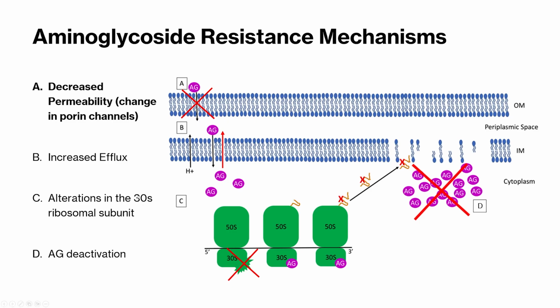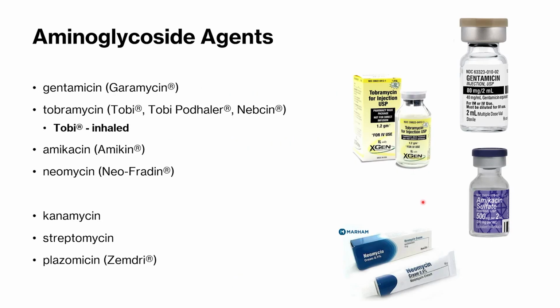There can be alterations to the 30S ribosomal subunit, which is right here. So if there are alterations, then it won't be able to bind. And if it can't bind, then it can't do its job. And then there's also just deactivation of the aminoglycosides. The bacteria can have enzymes that break down the aminoglycoside, similar to beta-lactamase for the beta-lactams.